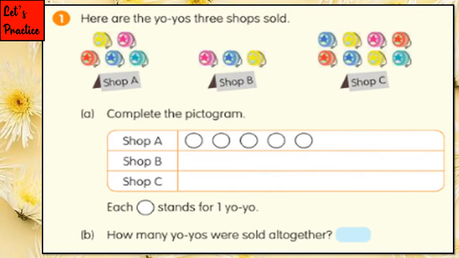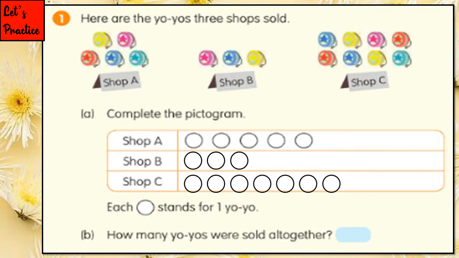Let's begin with shop A. Shop A, how many yoyo are there? Good job, there are five yoyos. And how about shop B? Good job, there are three yoyos. How about shop C? Good job. There are eight yoyos. And the next question is, how many yoyos were sold all together? Berapa jumlah yoyo yang dijual keseluruhannya? Let's add from shop A, shop B, and also shop C. 5 plus 3 plus 8 is equal to 16. So the total yoyo sold altogether is 16.